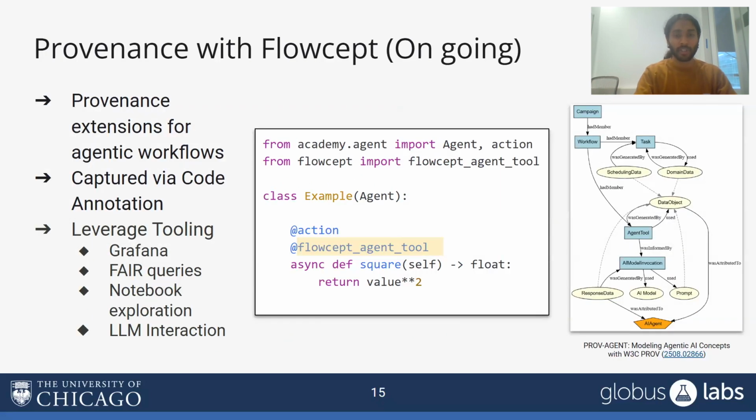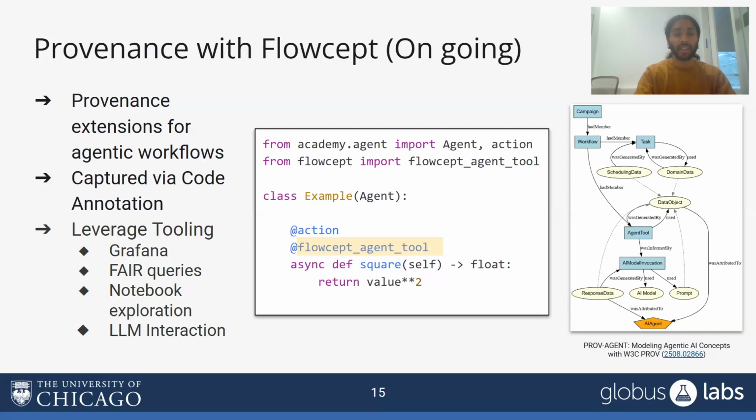Then another push of integration that we're working towards is provenance in agentic workflows. This is with Flowcept, which is a lightweight monitoring and provenance tool.